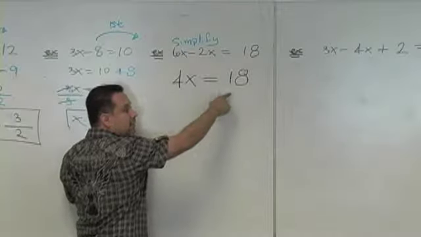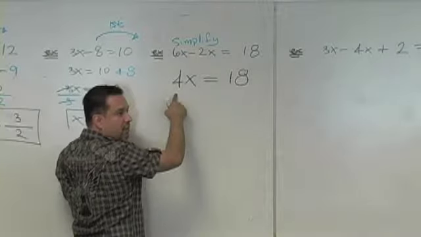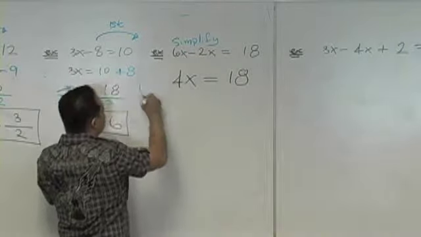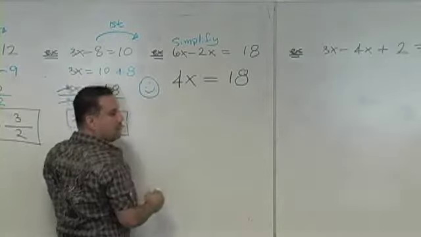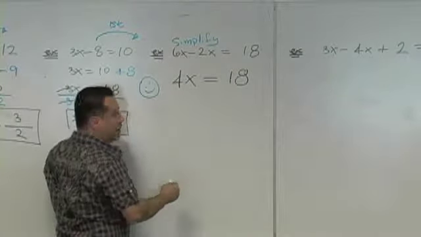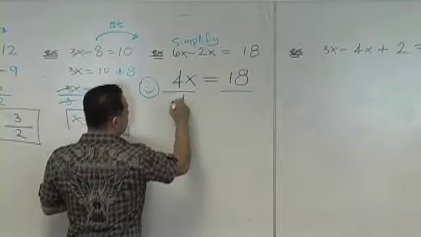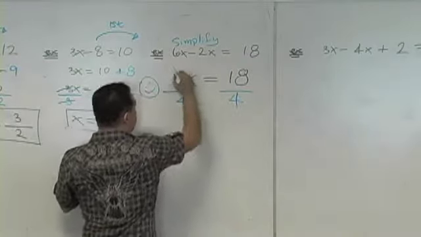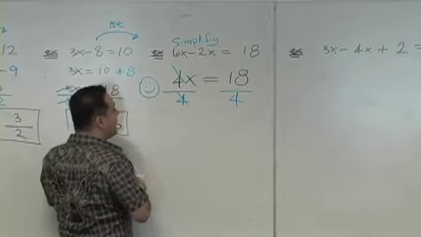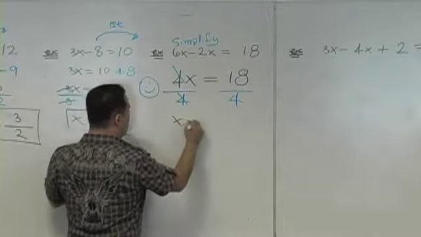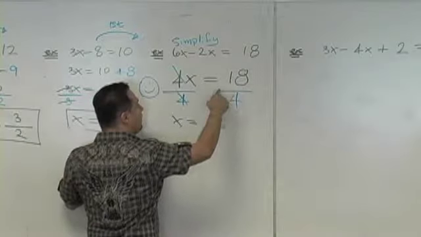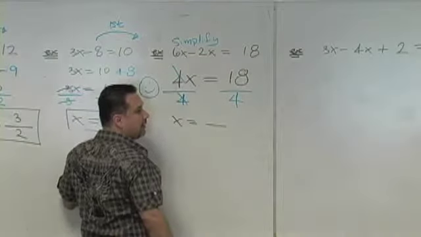4x equals 18. What do you got? Isn't this something you guys know how to do? You look at this and you go, okay, I know how to do this. We've probably seen about 10 of them already, or more. You're going to divide both sides by what? By 4. So then that means that x equals 18 divided by 4.